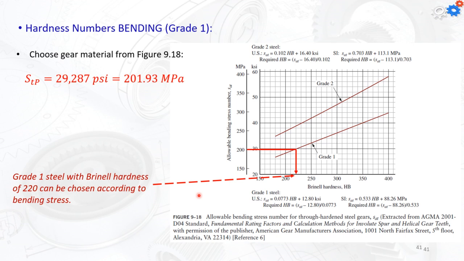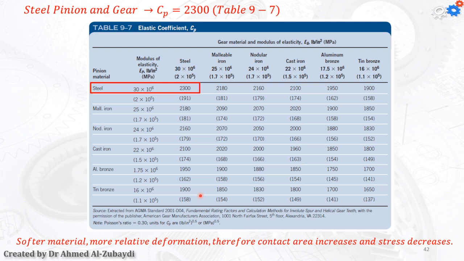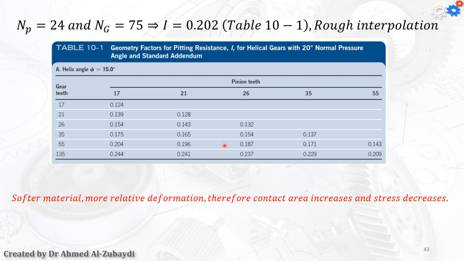Now we actually need to find first the Cp in order to calculate the rest. The Cp value from table 9.7, like we did last time, for the two gears both made of steel: steel with steel, the Cp value is going to be 2,300. Now we are going to calculate the value for the I, and we can find that from table 10.1.